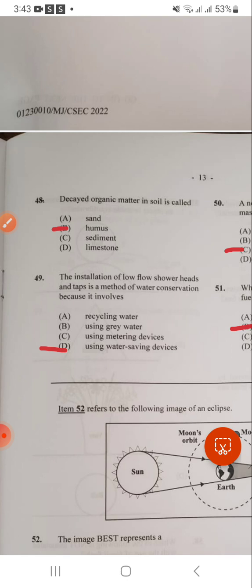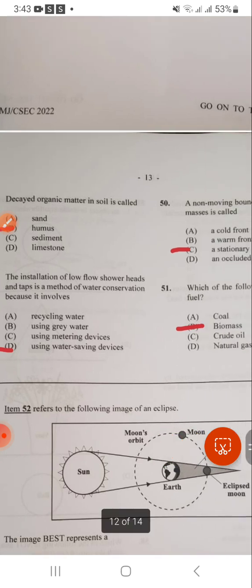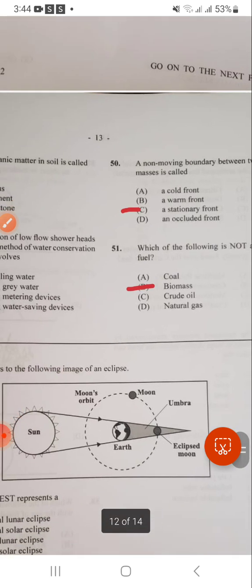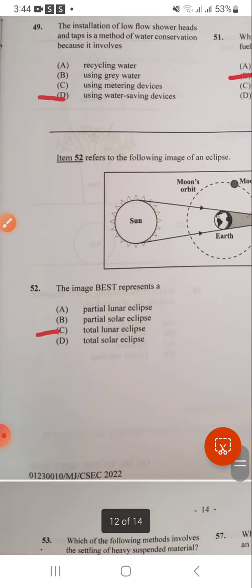Number 49. The installation of low-flow showerheads and taps is a method of water conservation because it involves D. Using water-saving devices. Question number 50. A non-moving boundary between two air masses is called a stationary front. C. Number 51. Which of the following is not a fossil fuel? That is biomass. B. Number 52.